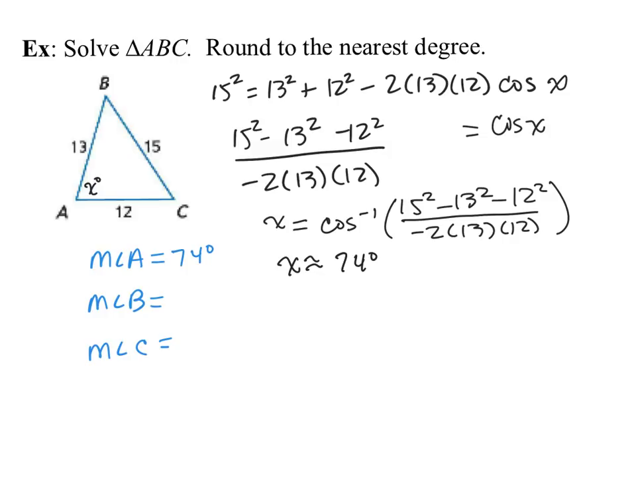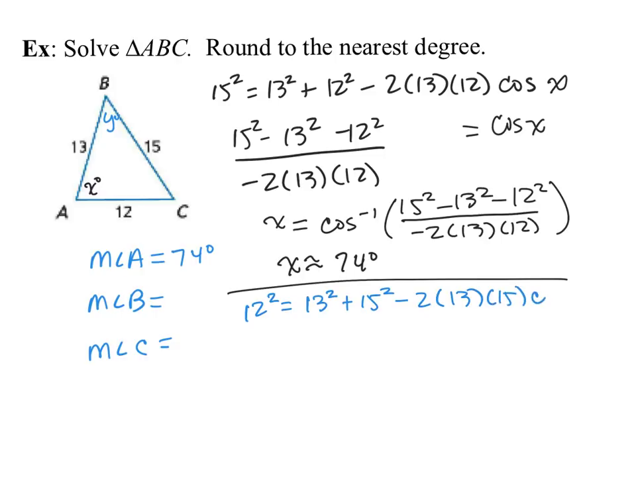Now let's find the measure of angle B. Let's call the measure of angle B y. To find that angle whose measure is y degrees, let's start with the measure of the side opposite angle B, so let's start with 12. The law of cosines says that 12 squared is equal to 13 squared plus 15 squared minus 2 times 13 times 15 times the cosine of that y degree angle.